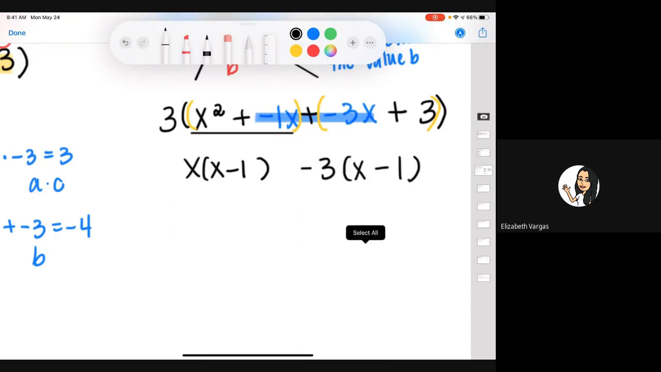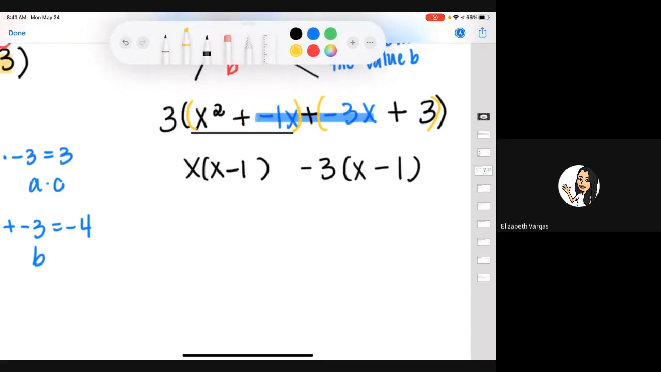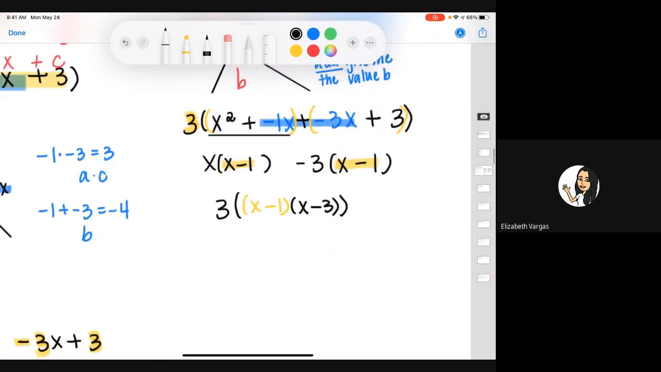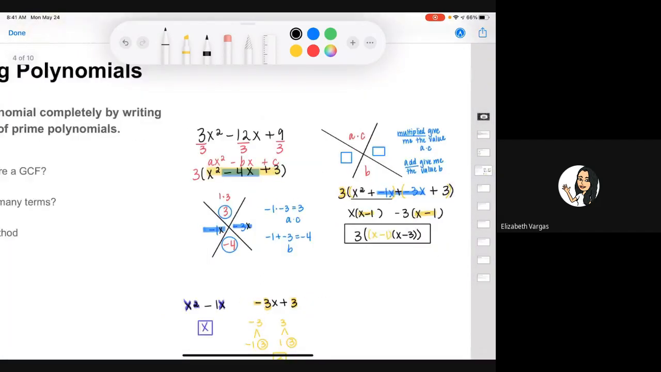Okay, and so there are my factors. I want to see, do I have any common ones? Yes, I do, so I only need to write that one once. And then I want to combine my other ones as an addition, like that. And I want to not forget that 3 that I had on the outside right here. Okay, so that is the simplest form of my original polynomial.